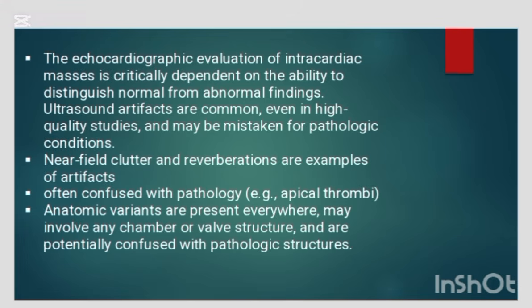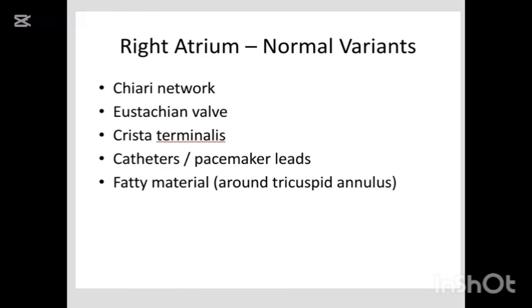Anatomical variants are present everywhere, may involve any chamber, are well structured, and are potentially confused with pathological structures. Here is a list of normal variants in the right atrium: Chiari network, Eustachian valve, crista terminalis, catheter and pacemaker leads, and fatty material around the tricuspid annulus. Let's watch one by one.